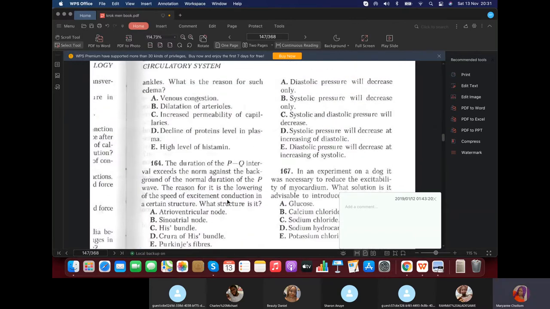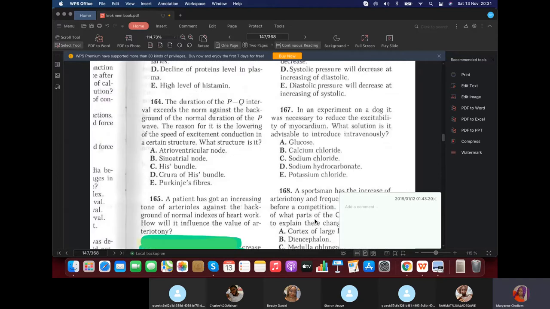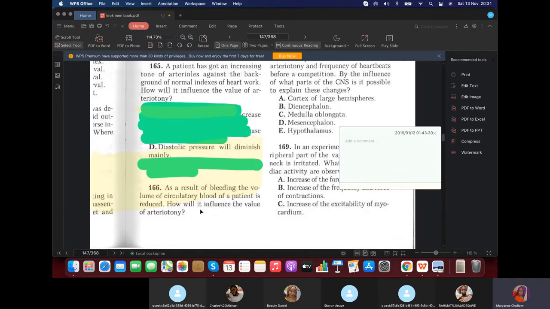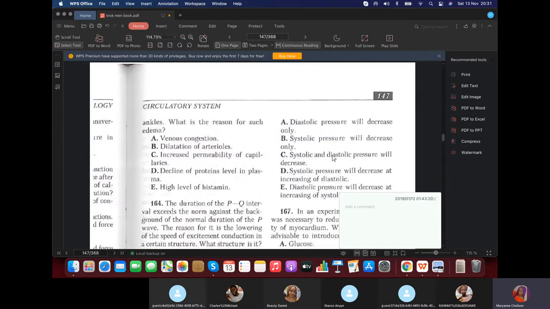So if the volume of circulatory blood decreases, it means the amount of blood entering the vessel will decrease, yes? So that's why your answer is going to be: systolic and diastolic pressure will decrease. Why? Because the circulatory blood of this patient decreased. It means the amount of blood entering the heart decreases too, yes? So that's why your systolic pressure decreases. Your diastolic pressure also decreases because the amount of blood that will remain in the vessel itself will also decrease. So both of them will decrease.